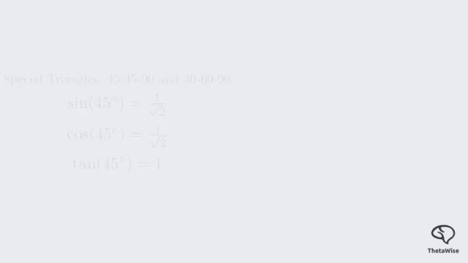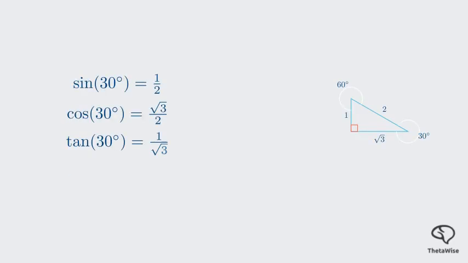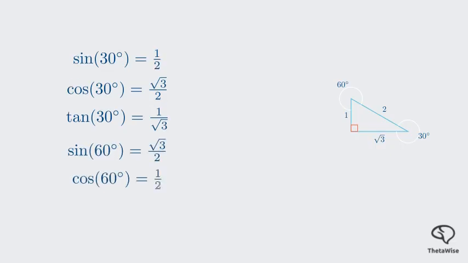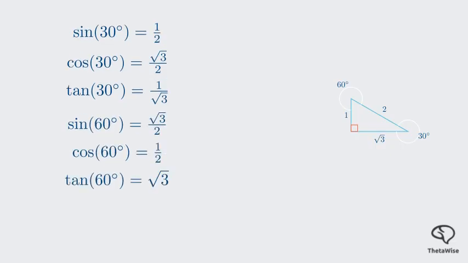For the 30-60-90 triangle, the sides are in the ratio 1 to root 3 to 2. Using this, we find that sine of 30 degrees is 1/2, cosine of 30 degrees is root 3 over 2, and tangent of 30 degrees is 1 over root 3. For 60 degrees, sine is root 3 over 2, cosine is 1/2, and tangent is root 3.